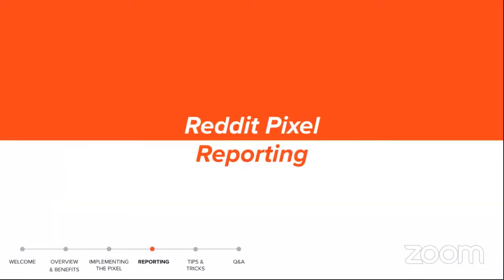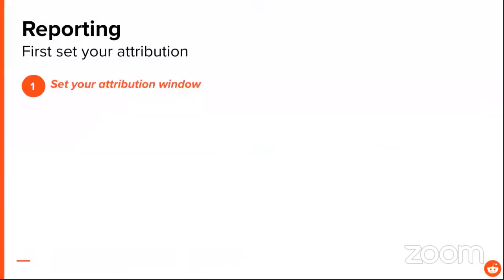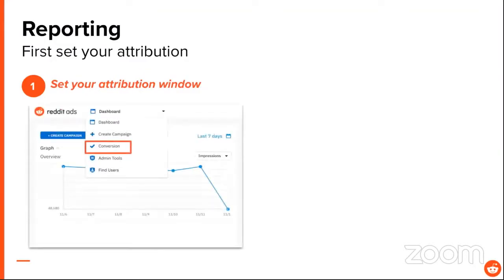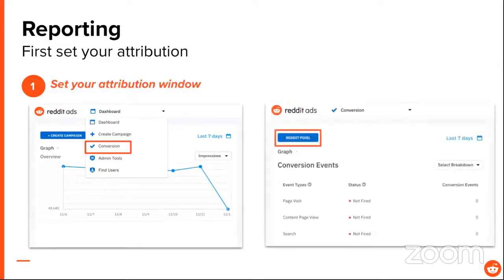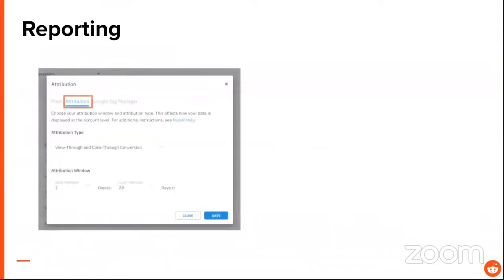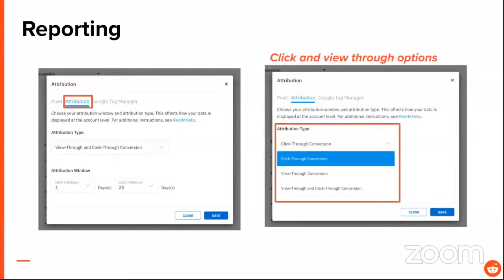Now that you have your Reddit pixel placed, you want to set up reporting so you can see the conversions come in. First, we want to set up your attribution window. Now going back to the Reddit ads dashboard, in the top left there's a drop-down menu where you will select conversion. Then click the Reddit pixel button. From there, click the Attribution tab. You will see options to set attribution type, which is click-through, view-through, or both, and attribution window. Our default attribution window is 1-day view, 28-day click.